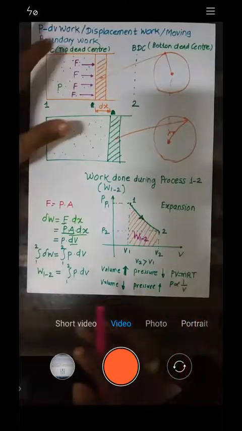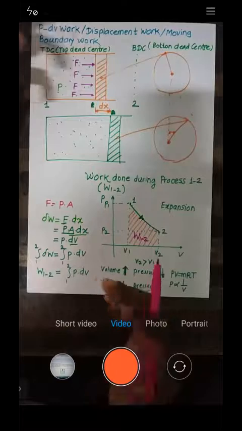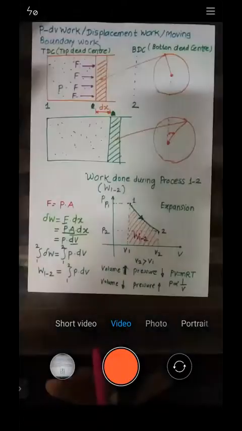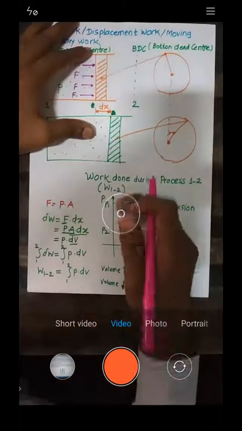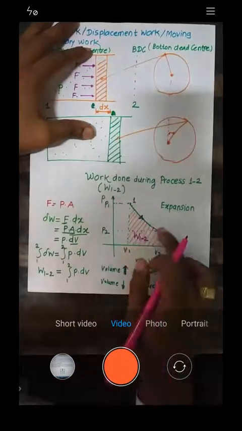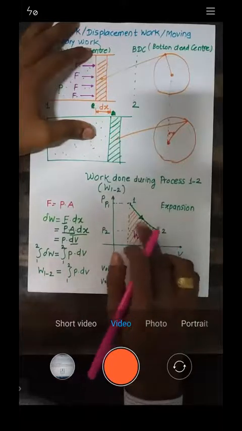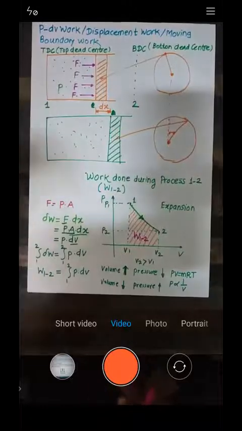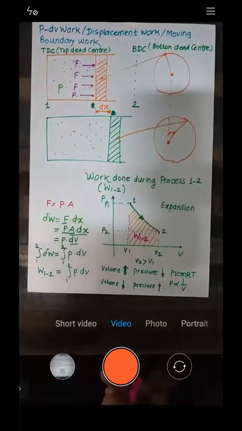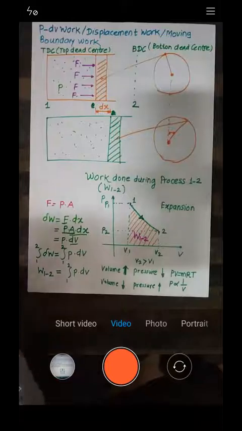I will repeat. If you plot any process, it might be expansion, compression, heating, cooling, any process you have. If you plot that process on a PV diagram and calculate the area below that process, see, 1 to 2 is a process. So the area below that process will give you the work done. Is that okay now? Let me know.